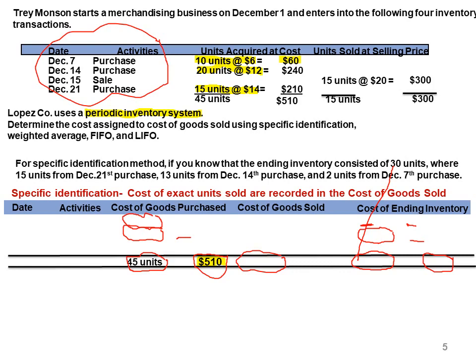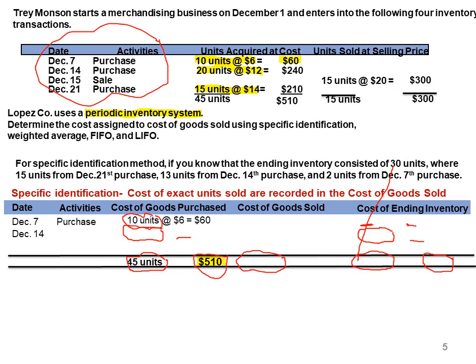We will start with specific identification. If you remember, we said that if the company uses specific identification, then the company can identify exactly which units were sold and for how much. Now, as we are talking about the periodic inventory system, the most important thing for the company is to assign cost to ending inventory and then to assign cost to the goods sold.